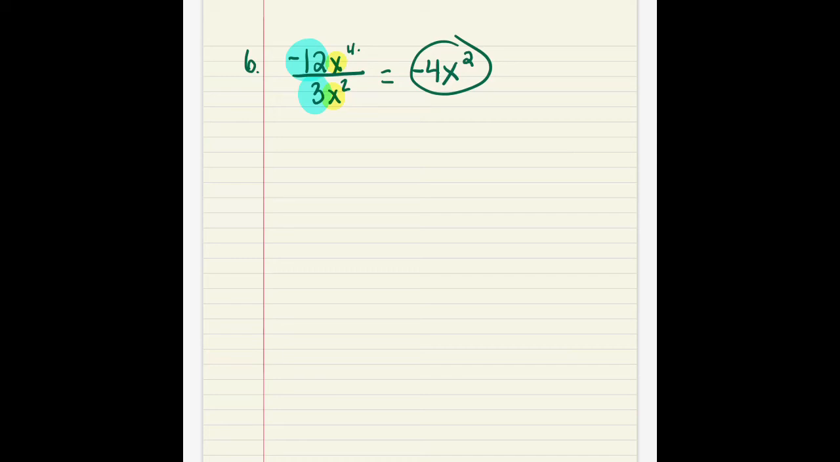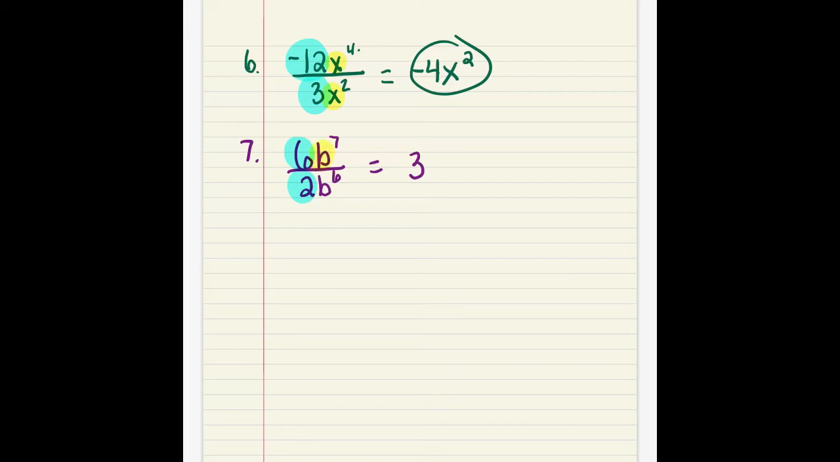So before we get on to anything that is super challenging, we're going to do one more just like that. 6b to the 7th divided by 2b to the 6th power. First thing we want to do is take care of those coefficients. So we are going to divide them like we're supposed to. 6 divided by 2 is 3.